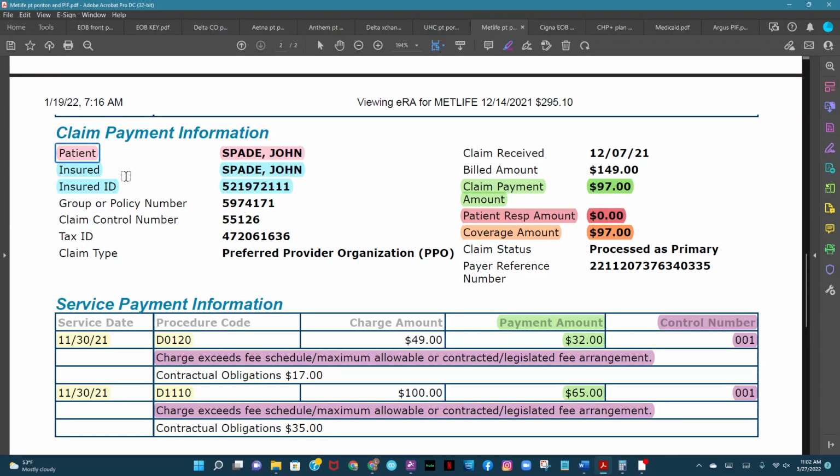On to the next claim here. We have a patient name of John. Insured is also John. Could be the same person, could be father, son. Typically there is a junior, senior situation, or a second, third after the last name, but it doesn't always happen. So, you can check the insured ID. Remember, there is no date of birth on this EOB.